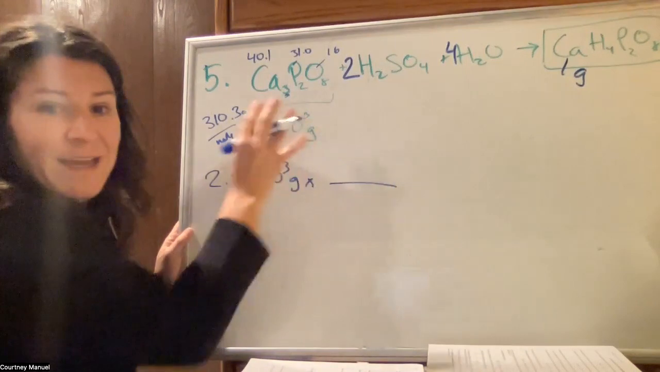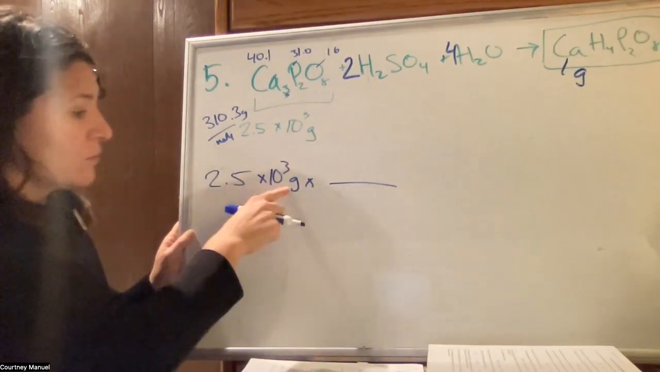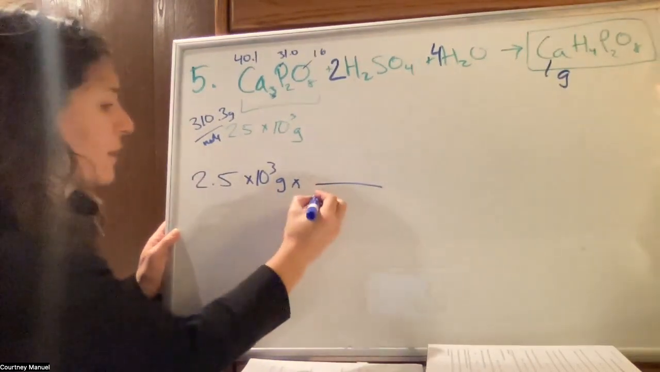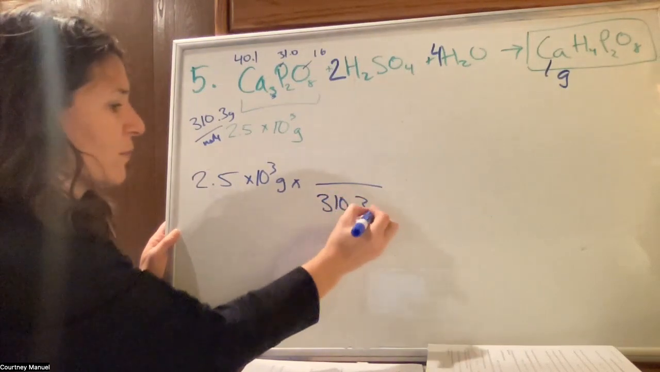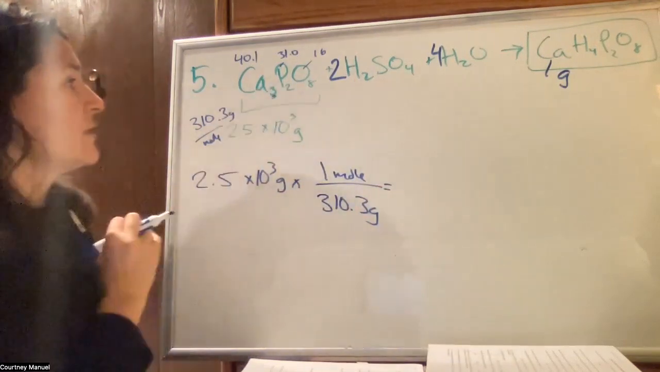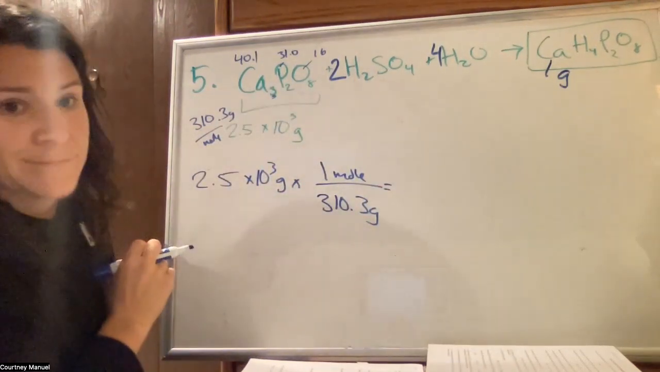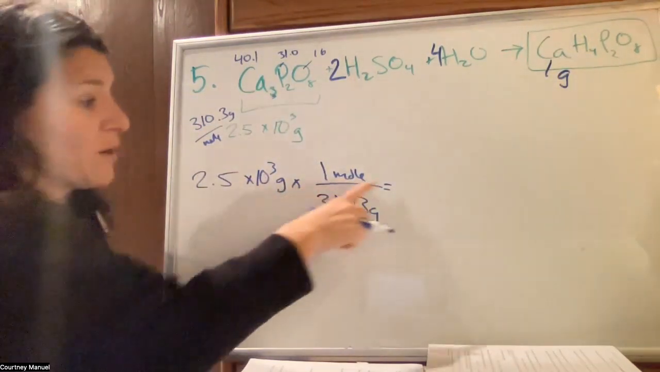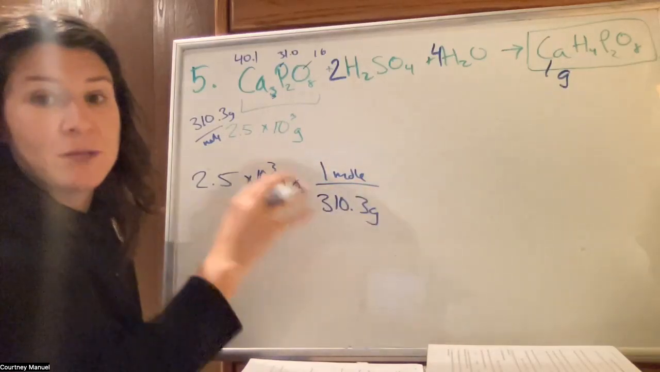We're going to multiply that and convert it into moles. Because grams on top, we've got to put grams on the bottom. That's 310.3 grams for 1 mole. And this will give us moles of Ca3PO8. We're just going to keep going though and not give an answer. We're just going to keep plugging it in.